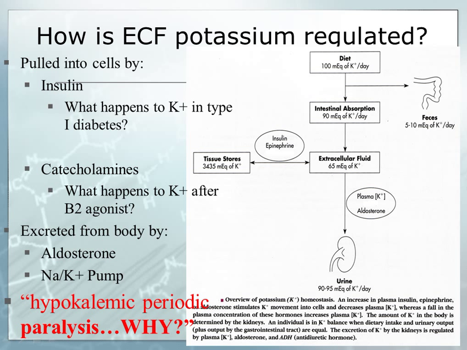And then the last one I already talked about. It gets excreted from the body because of aldosterone, which turns on that sodium-potassium pump. Brings up your sodium, brings down your potassium. And then situations like this cause something called hypokalemic periodic paralysis. People can't move their muscles efficiently. Why would potassium affect a muscle? What is it affecting about a muscle? The repolarization abilities. Yep. It makes it hard for you to change that polarity.